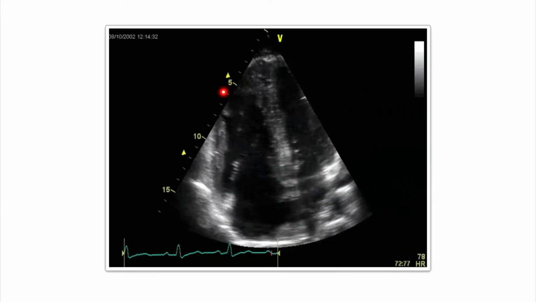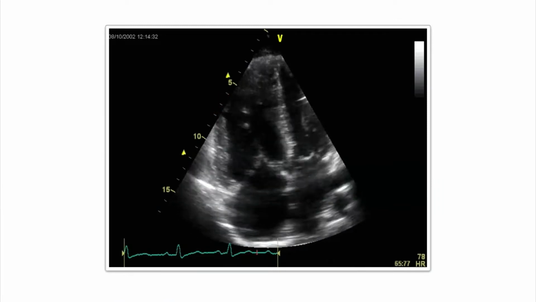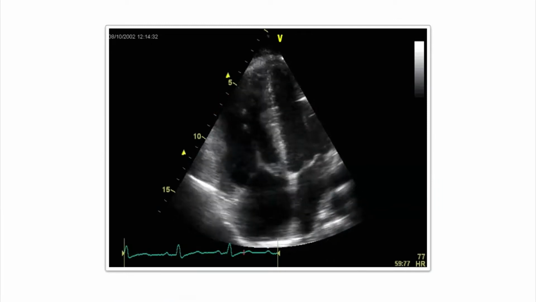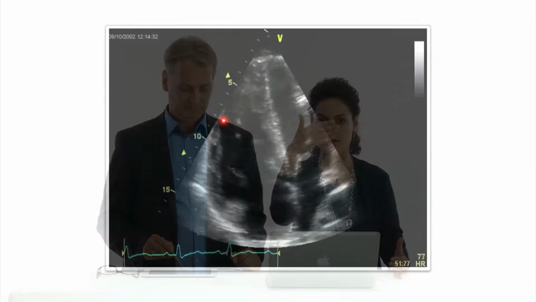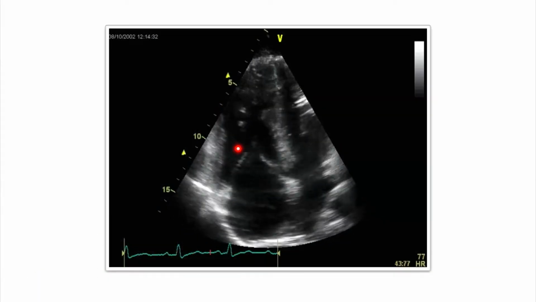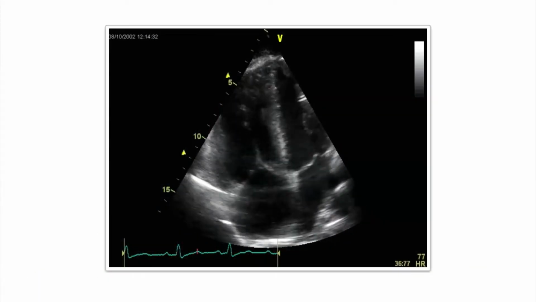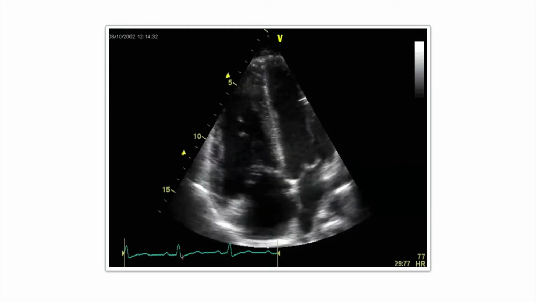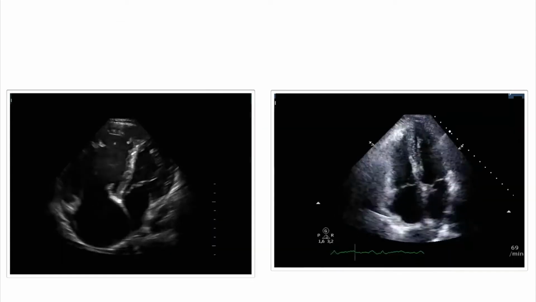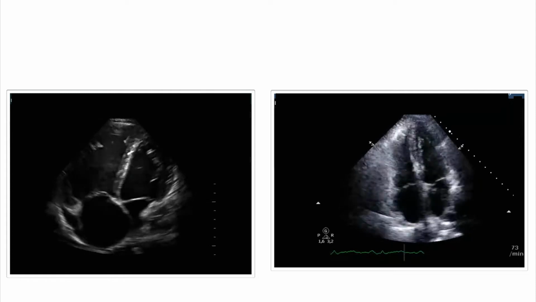When we want to assess function, you have to look at the longitudinal motion of the free wall of the right ventricle, because the right ventricle contracts differently, uses this contraction instead of radial contraction, which is typical for the left ventricle. And here, as you see, this motion is reduced.